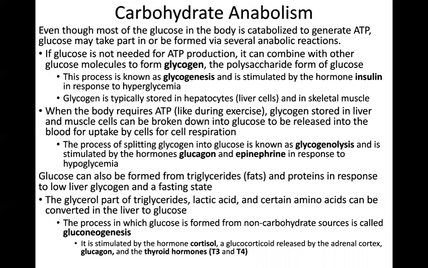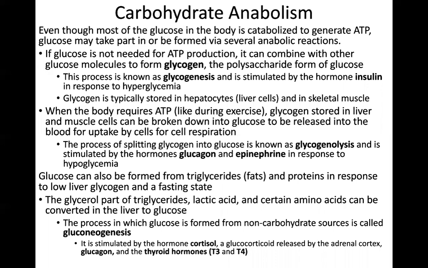Glycogen stored in our liver and muscle cells can be broken down into glucose to be released into the blood for uptake by cells, and then we go through cell respiration. So going through glycolysis, transition reaction, Krebs cycle, electron transport chain, the stuff that we just talked about. We call this process of splitting glycogen into glucose glycogenolysis, stimulated by the hormone glucagon. Remember, I always told you guys to think glucagon like glucose is gone, which is just another way of saying hypoglycemia. The opposite of hyperglycemia, hypoglycemia, therefore, is low blood sugar.